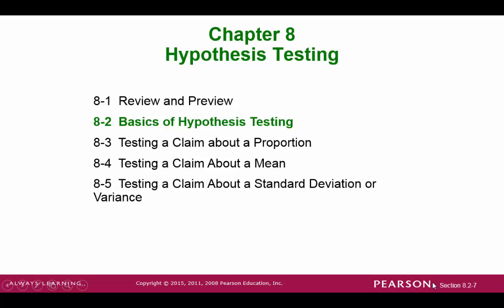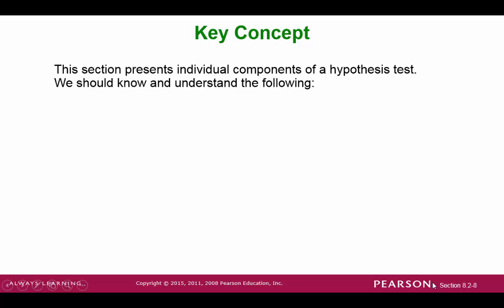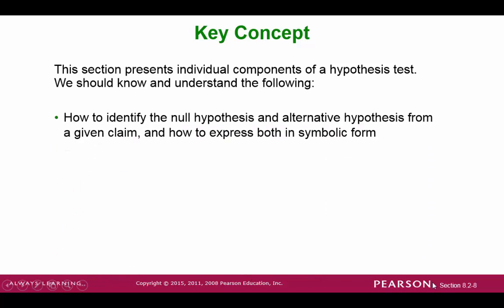Section 8-2, the basics of hypothesis testing. The main idea here is to develop a procedure for hypothesis testing. In the textbook, they spoke about 8 steps. We can really break that down to 3 major steps, and it should be as follows. The first step is about making a claim. We want to be able to identify null and alternative hypotheses from a given claim, and then express them in symbolic form.